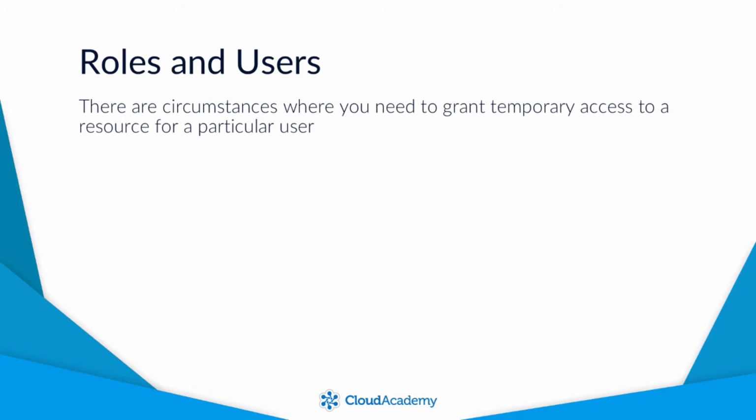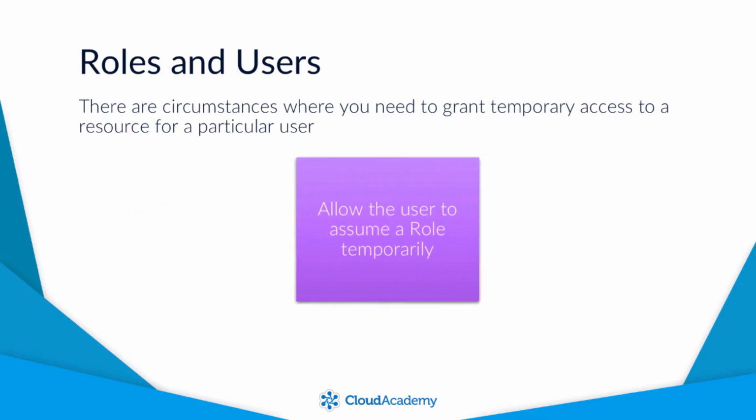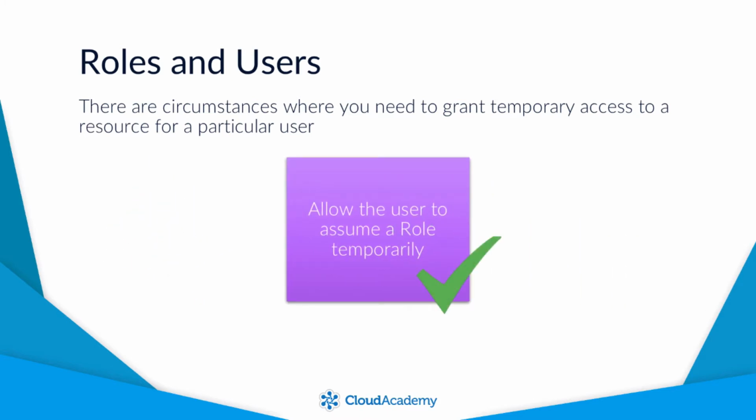Let's now look at how IAM roles can be used with IAM users. There may be circumstances where you'll need to grant temporary access to AWS resources for a particular user. Instead of adopting their group permissions or granting permissions to the individual user, which as we know is not best practice, we could simply allow the user to assume a role, temporarily replacing their existing permissions. To do this, the user must first be given permission to adopt the role via an access policy.